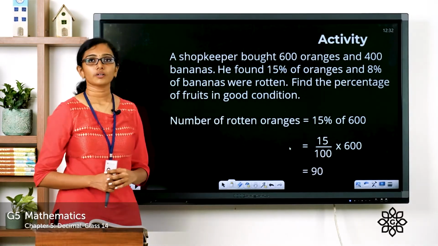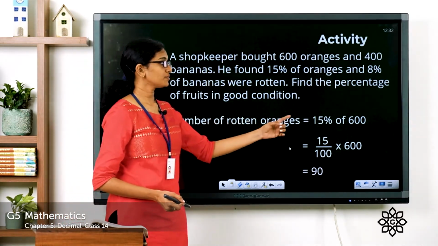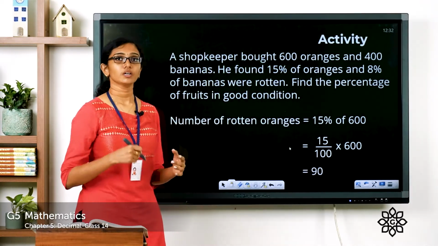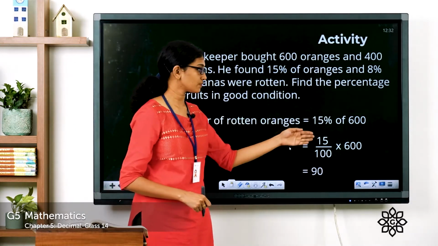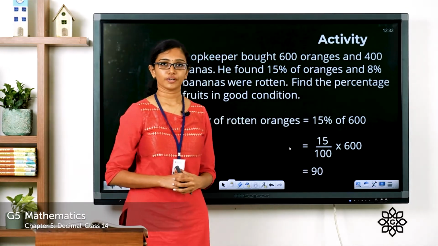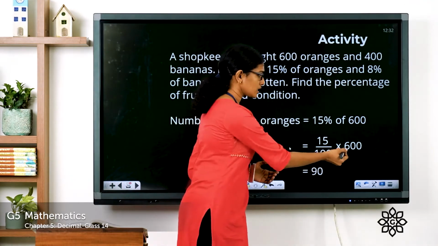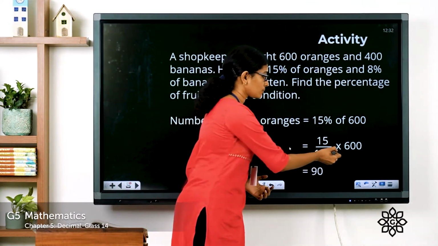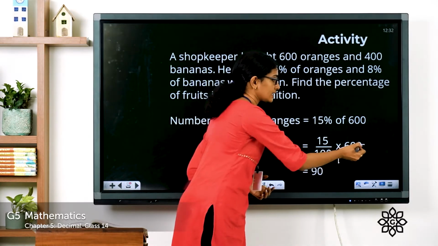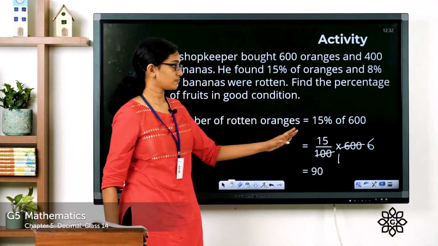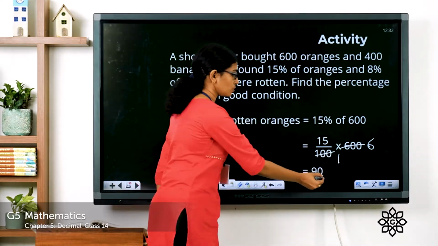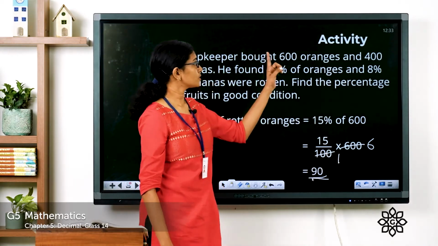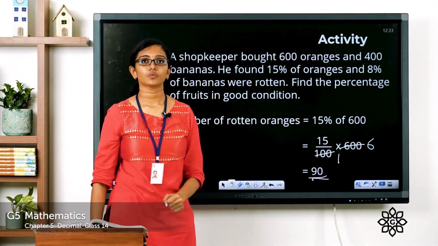The number of rotten oranges is equal to 15% of 600, which is equal to 15 by 100 of 600, that is 15 by 100 into 600. Let's cancel out the common factors. 600 and 100 both are multiples of 100. So dividing both by 100, here it's 1 and here it is 6. So now it is 15 into 6, which is equal to 90. So 90 oranges out of 600 oranges were rotten.